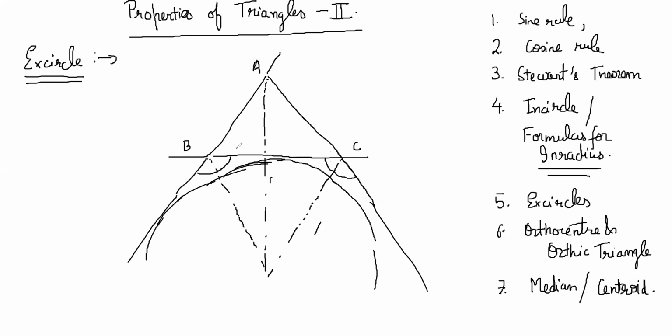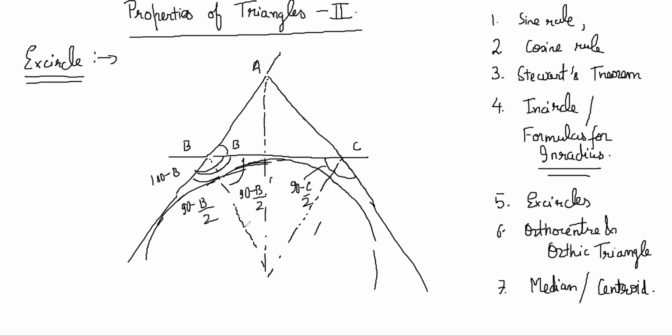Okay, so technically this angle is B. So this angle is 180 minus B. So half of that, this much is 90 minus B by 2, and this much is 90 minus B by 2. Right? So similarly, this is 90 minus C by 2. Okay, you understand? So what you have done is you have drawn bisectors of the external angles of B and C.